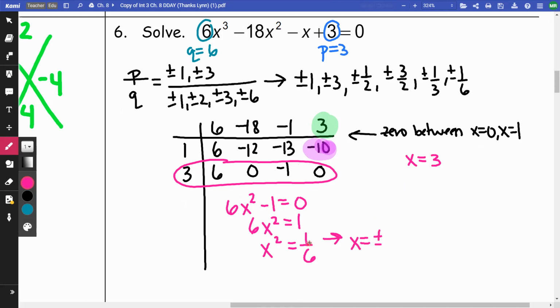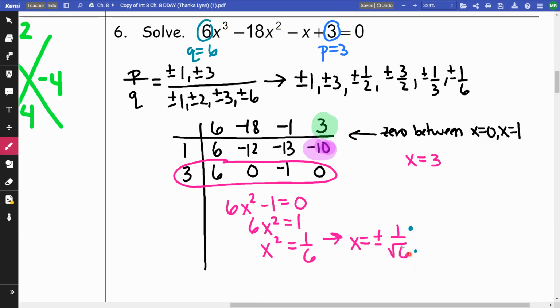And when I take the square of a fraction, I take the square to the top, which would be a 1, and I take the square of the bottom, which is a √6. This is not nice. This is irrational. I don't like having a radical on the bottom, so we do something called rationalization. I'm going to rationalize it.